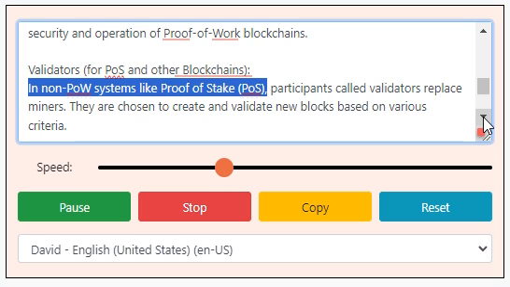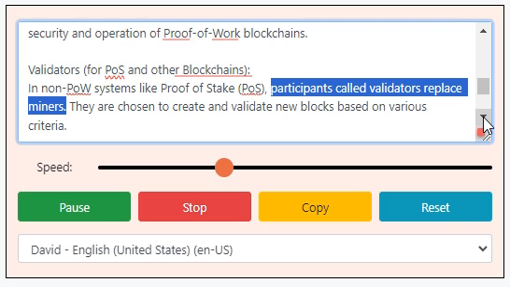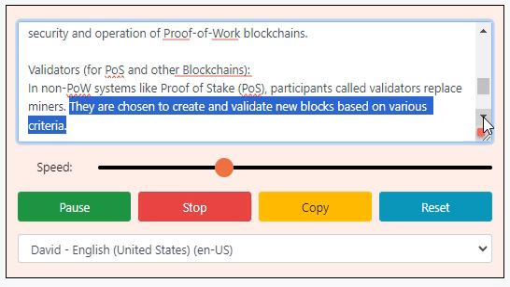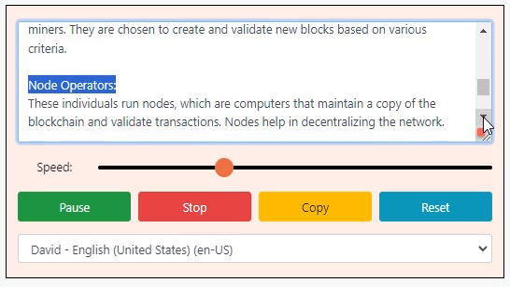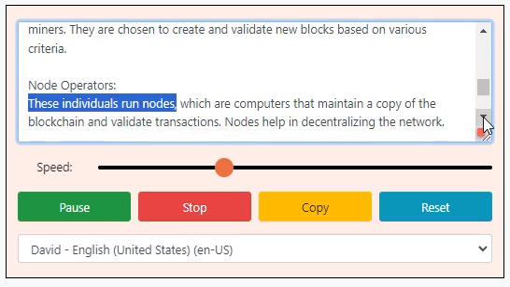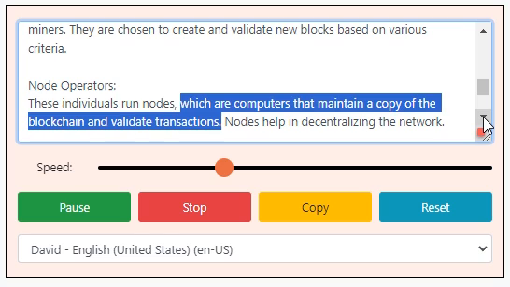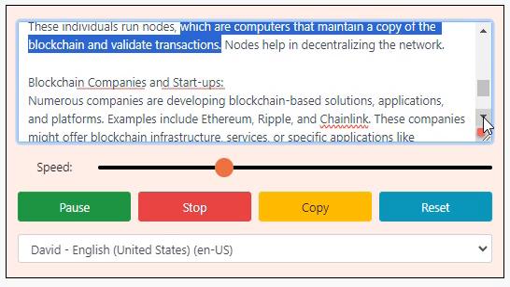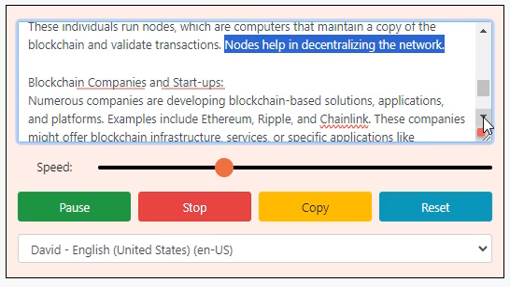In non-POW systems like proof of stake, POS, participants called validators replace miners. They are chosen to create and validate new blocks based on various criteria. Node operators. These individuals run nodes, which are computers that maintain a copy of the blockchain and validate transactions. Nodes help in decentralizing the network.